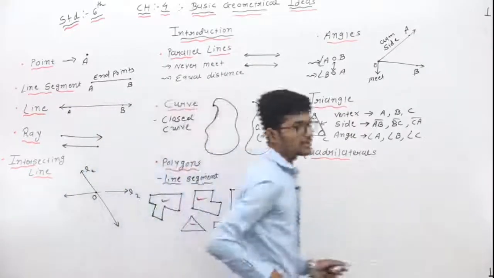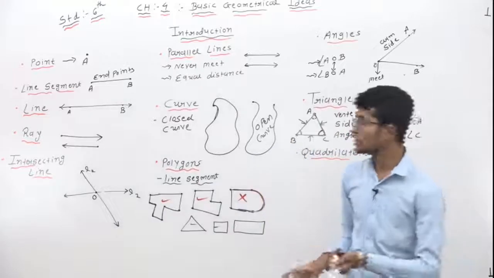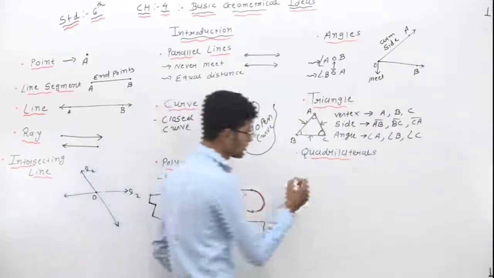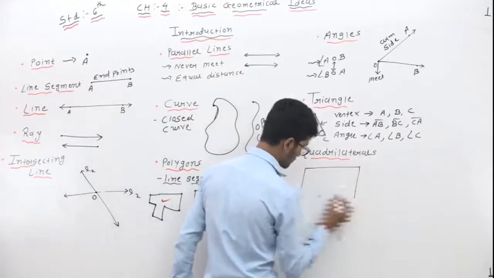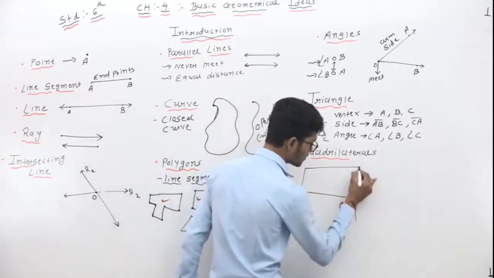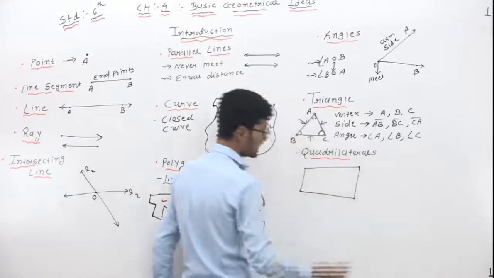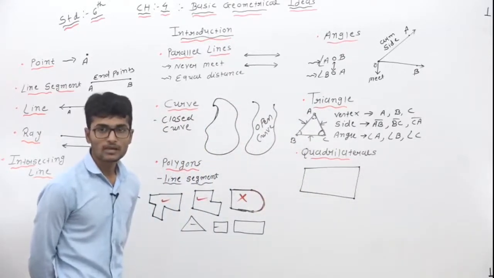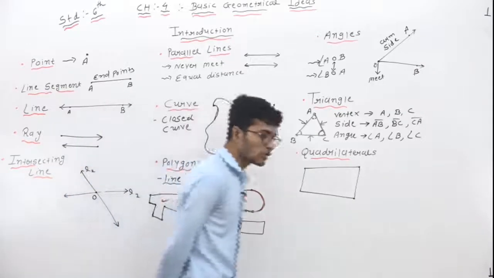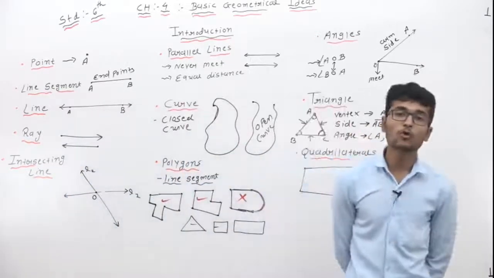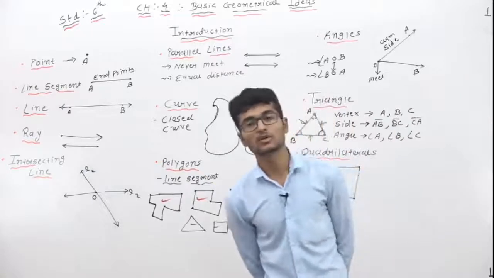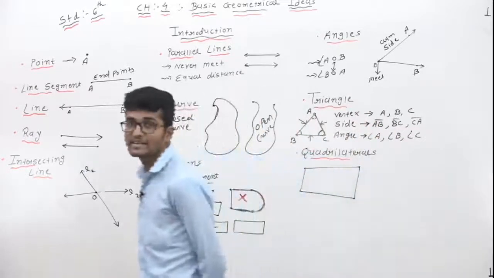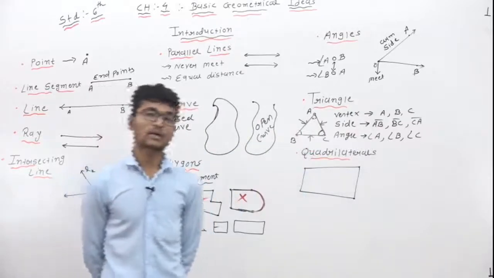Now the quadrilaterals. A quadrilateral is one type of polygon. A triangle is also one type of polygon. So a quadrilateral is a closed figure. How many sides does a quadrilateral have? If a figure has only 4 sides, then it is called a quadrilateral. Only 4 sides. So is a rectangle a quadrilateral?